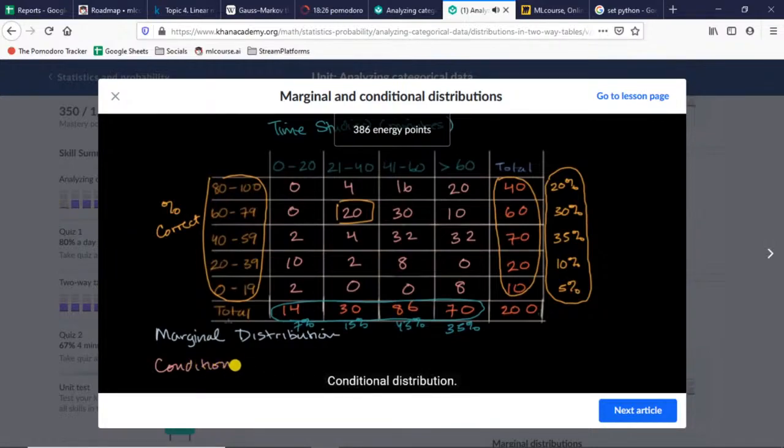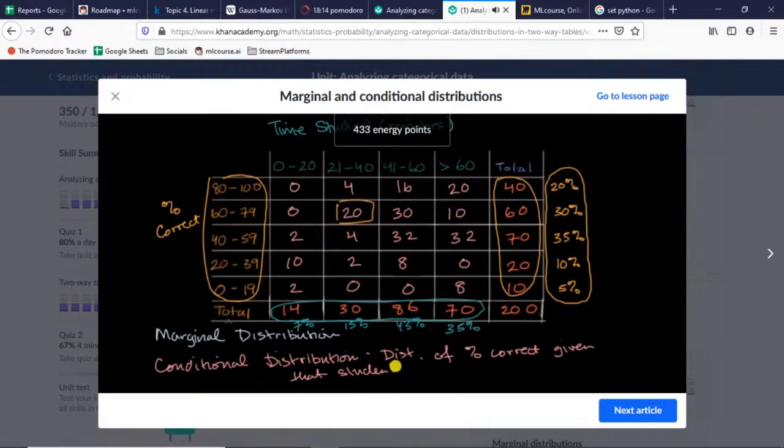Conditional distribution. This is the distribution of one variable given something true about the other variable. For example, an example of a conditional distribution would be the distribution of percent correct given that students study between, let's say, 41 and 60 minutes.